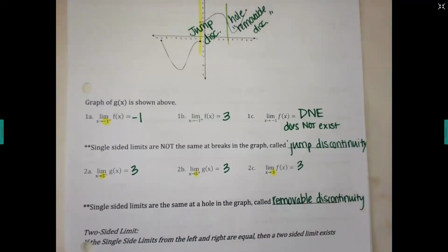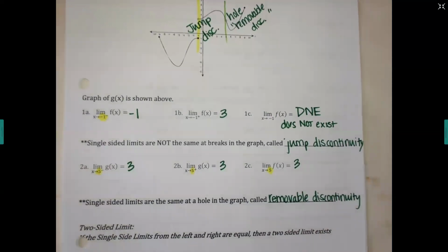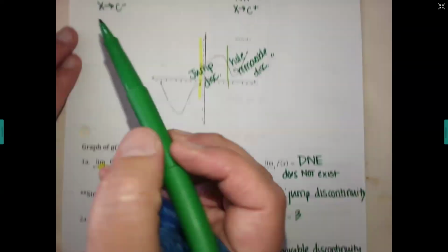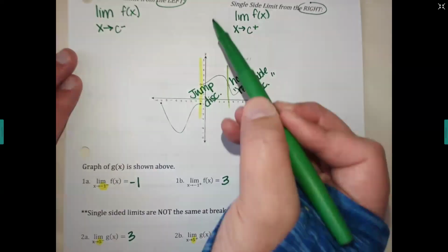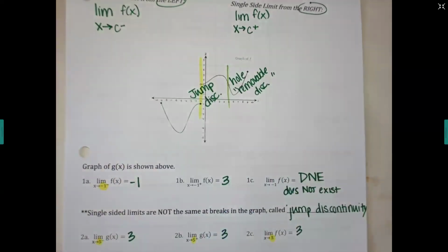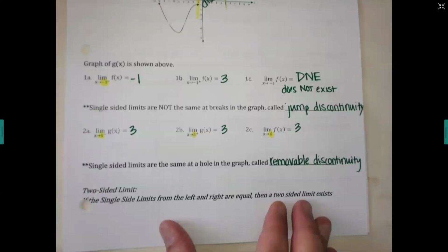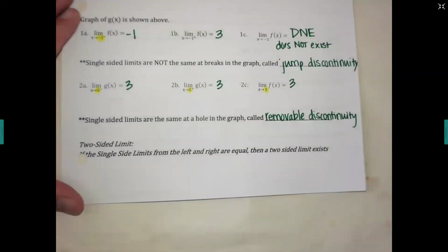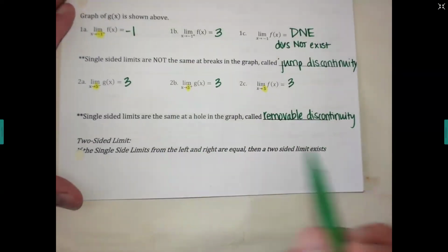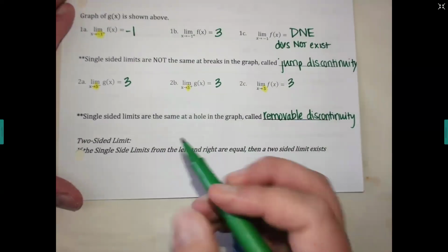Then at the very bottom of your page, can you see that? Very bottom of your page, you're going to give the definition for a two-sided limit. And all that it is that the left and the right have to equal each other. So come down here to the very bottom. A two-sided limit exists as long as the left and the right are equal.